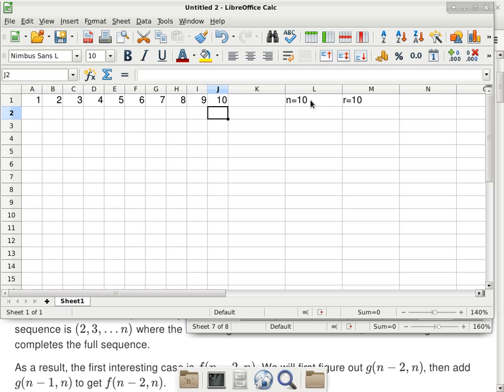Once we figure out the number of core patterns, it's easy to figure out the total number of permutations because it's just multiplying, in this case, by 10 for the 10 rotational positions, and then times 2 for mirror images. Is that okay? All right. So this is an easy one.